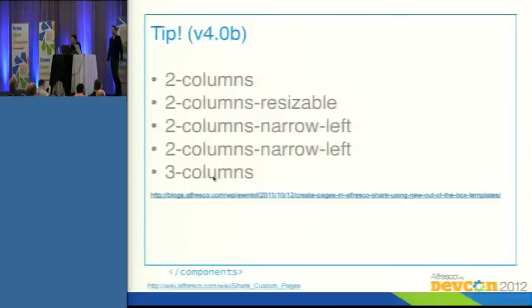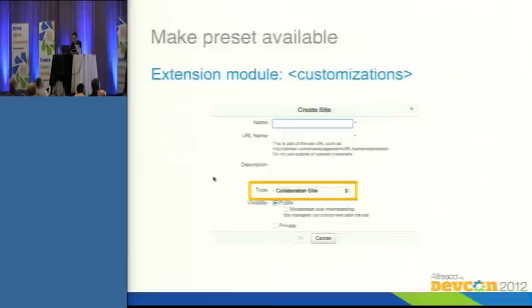So we use the one column template, but there are also other out-of-the-box templates. Since version 4.0b, there are different variations of the two column templates, and there is also a three column template. And you might see the links on all screens. So if you want to read more about any of the things that I'm talking about, just follow the links that are available on the screens.